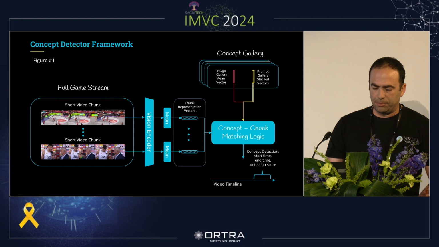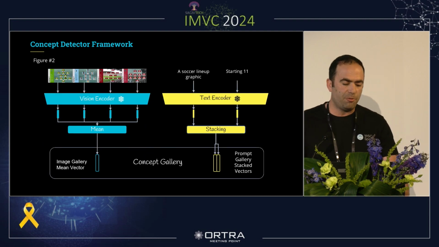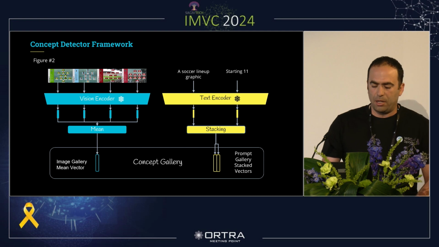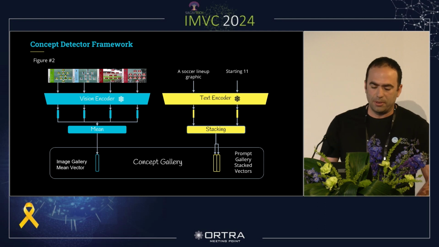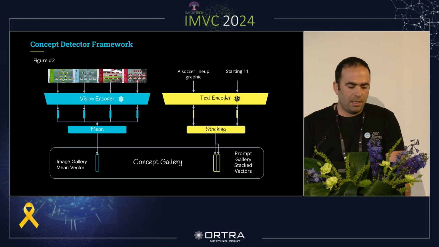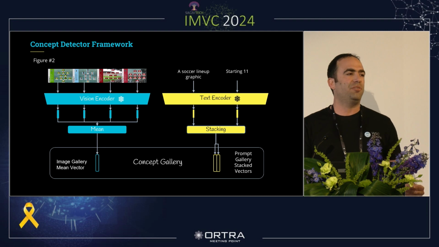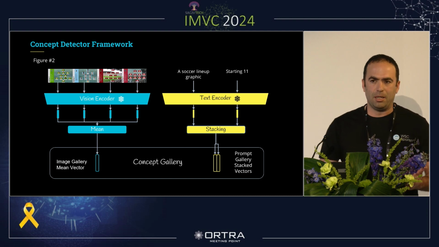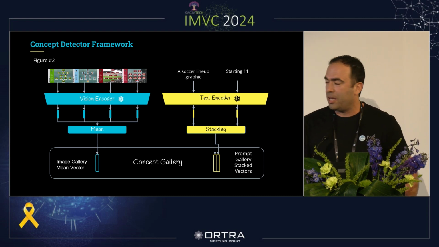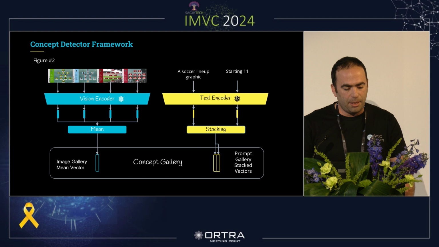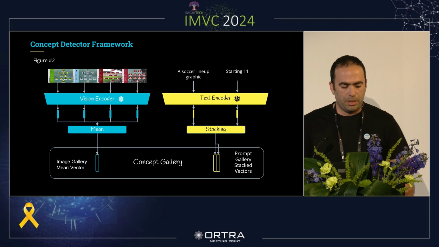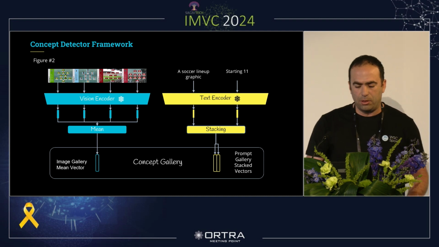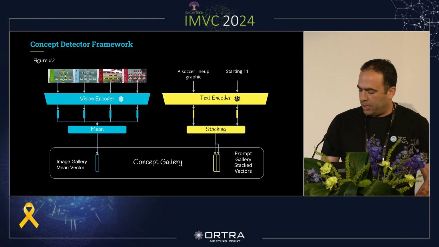Let's take a dive into the concepts themselves. So as we said, each concept may have, but not necessarily, 2 modalities. First one describing the global understanding of the concept, which is text prompts. In this case, soccer lineups or starting 11. And the visual modality, which holds the specific appearances of how they show, in a specific league, which is MLS, how they show players lineup. And then all the images we create the average gallery vector, and all the text prompts we stack them together.